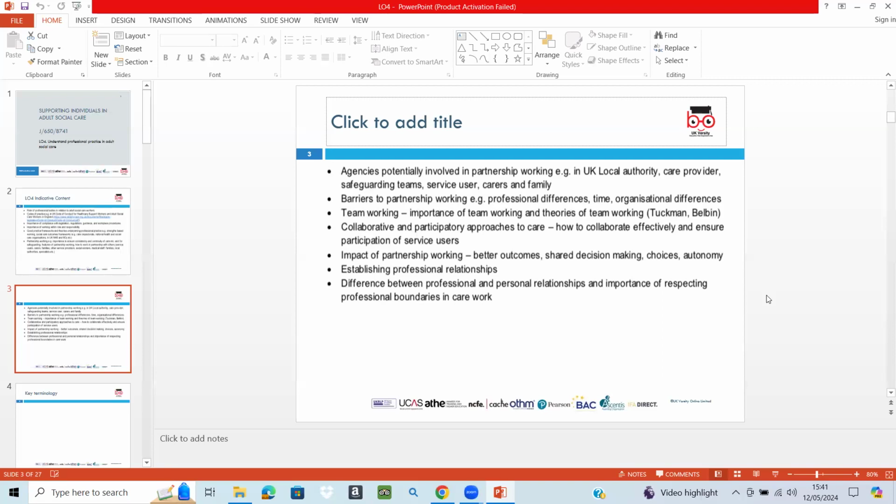Then establishing professional relationships. So yes, we do have to make and maintain professional relationships within the organization. And the last bullet point is the difference between professional and personal relationships and the importance of respecting professional boundaries in care work. So as a care worker, or working in the health and social care industry, we have to follow these values. Then we'll move to the next slide.